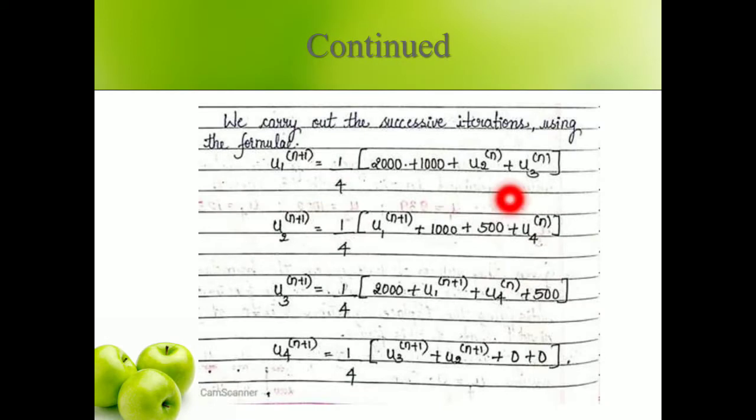We carry out the successive iterations using the following formula. To find the first iteration, you will be using the initial values to find the next values. The formula I have already discussed in my first problem: u1 dash is equal to 1 divided by 4 (2000 plus 1000 plus u2 plus u3), using the initial u2. u2 dash is equal to 1 divided by 4 (u1 plus 1000 plus 500 plus u4). u3 dash is equal to 1 divided by 4 (2000 plus u1 plus u4 plus 500). u4 is equal to 1 divided by 4 (u3 plus u2 plus 0 plus 0).